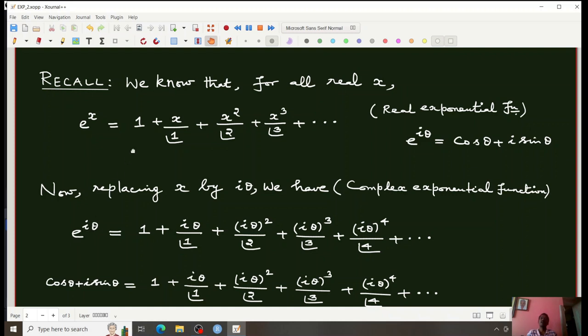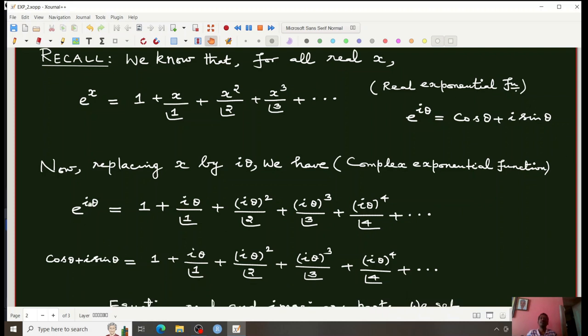So e power I theta, in place of x, we have to replace it by I theta. So 1 plus I theta over 1 factorial plus I theta whole square over 2 factorial plus I theta whole cube over 3 factorial plus I theta whole power 4 over 4 factorial and so on.